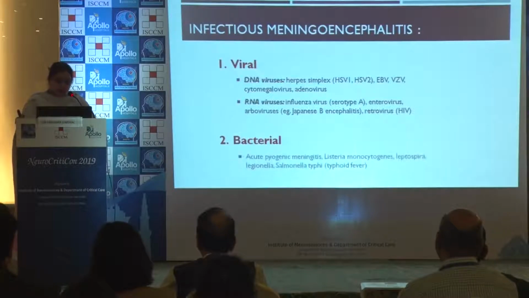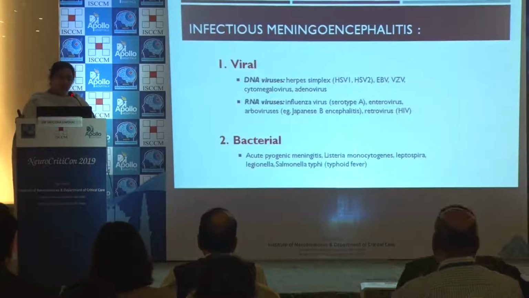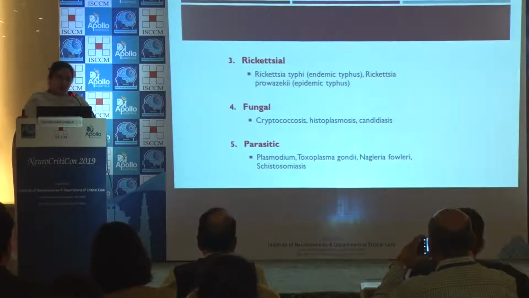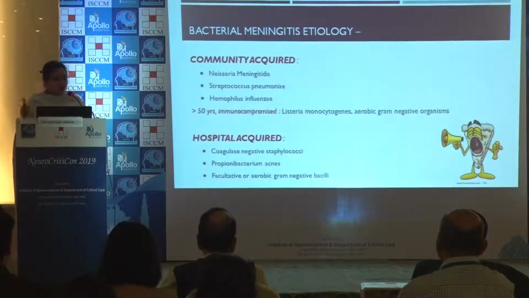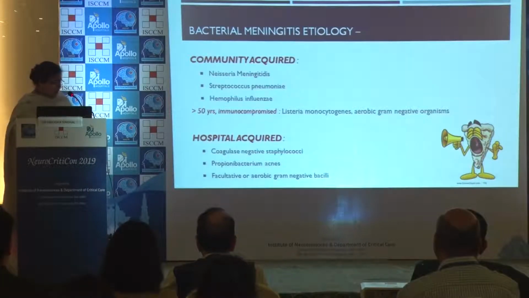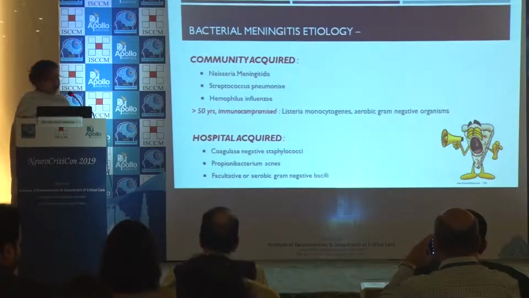Amongst the bacterial, we have acute pyogenic meningitis. We'll discuss the etiology in greater detail. We also have rickettsial infections leading to meningitis, fungal meningitis, and parasitic in endemic areas like Plasmodium, the cerebral malaria part. All right, so we talk in detail about the bacterial meningitis etiology.